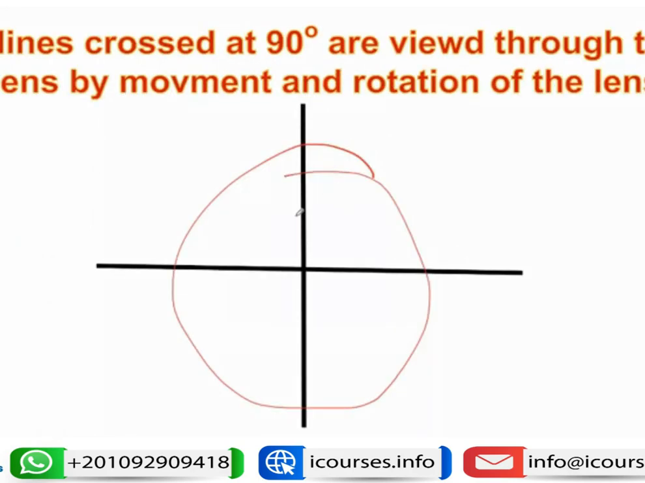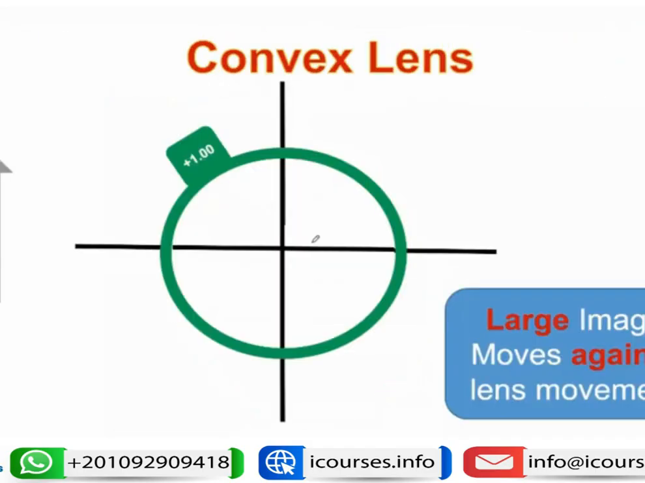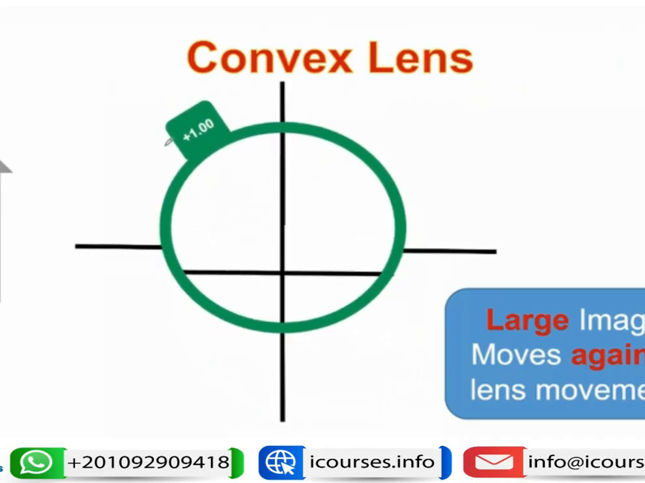By moving the lens, by rotating the lens, and by observing the behavior of these lines, you will be able to know the type of this lens. Let's see, for example, the convex lens. If you place the convex lens from the trial lens frame over the crossed lines and then move this lens in one direction, you will find that the cross moves in the opposite direction. So it will move against the direction of movement.